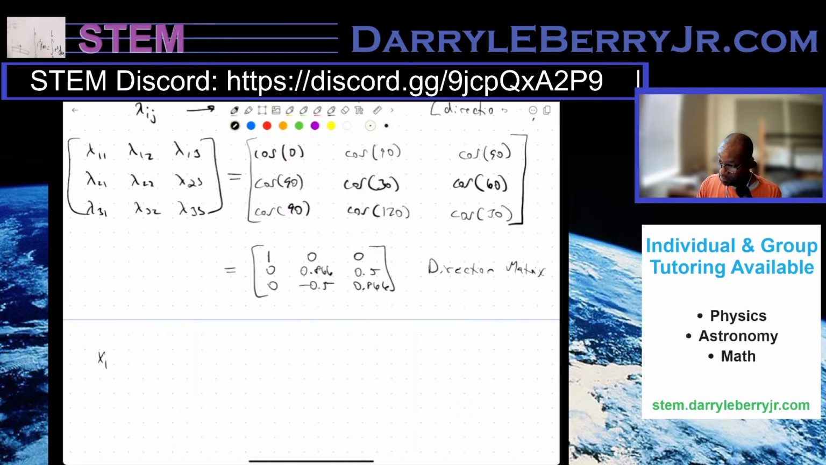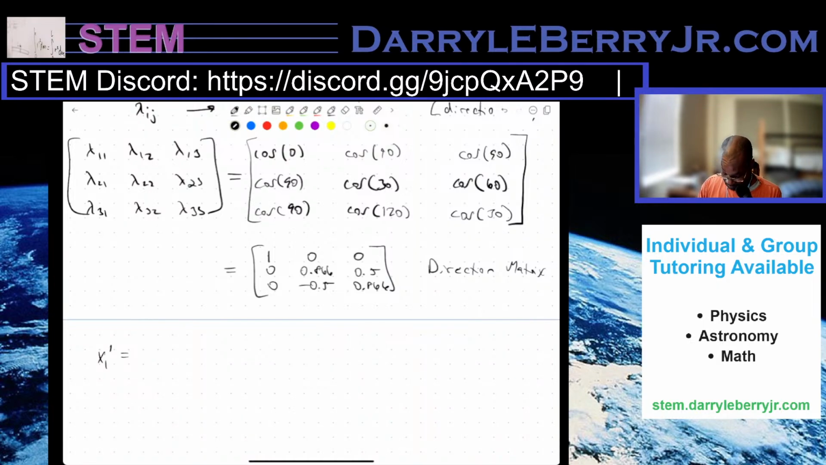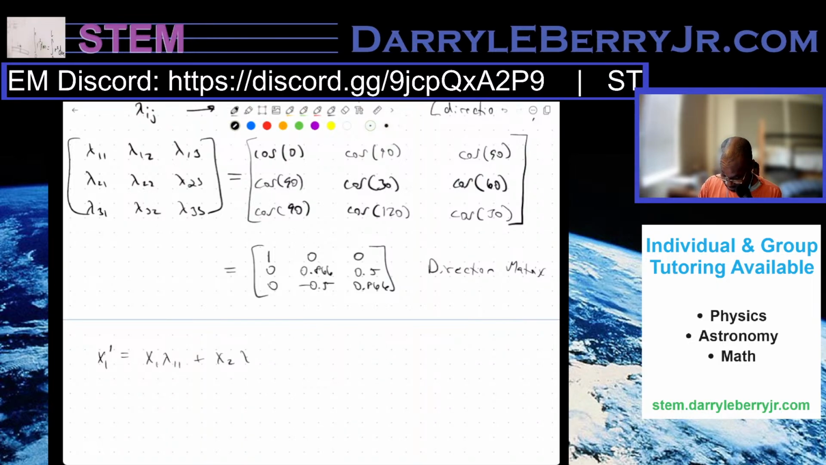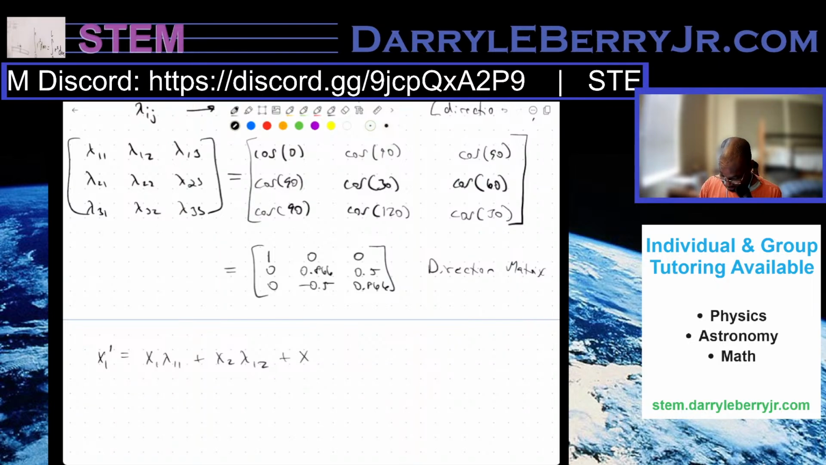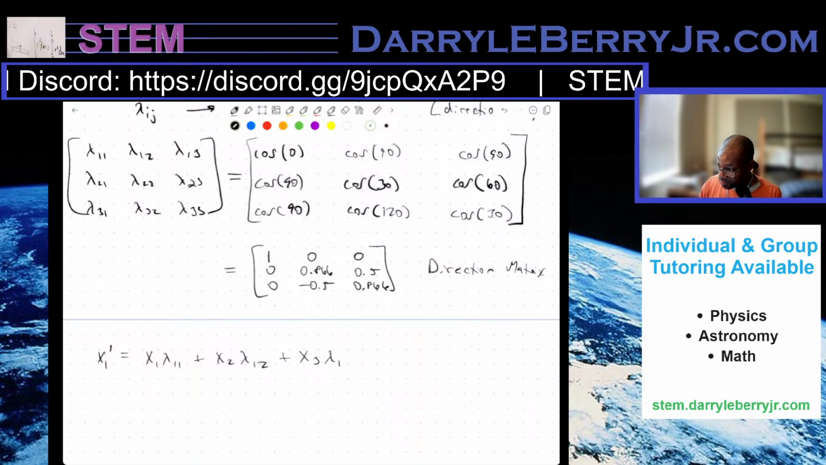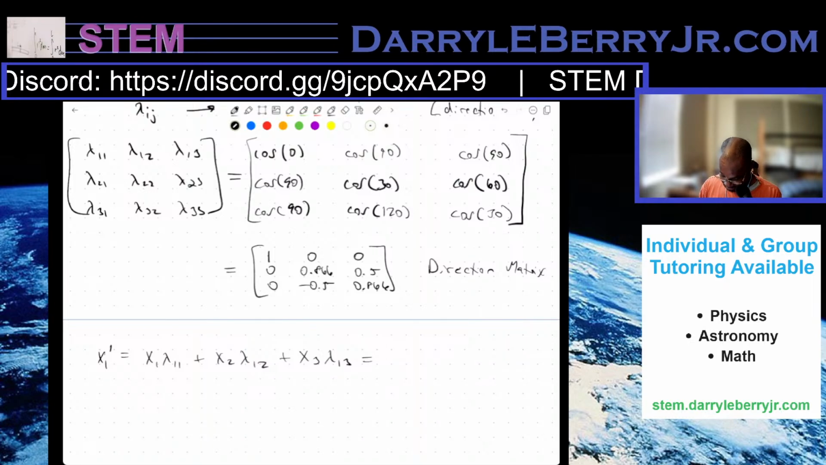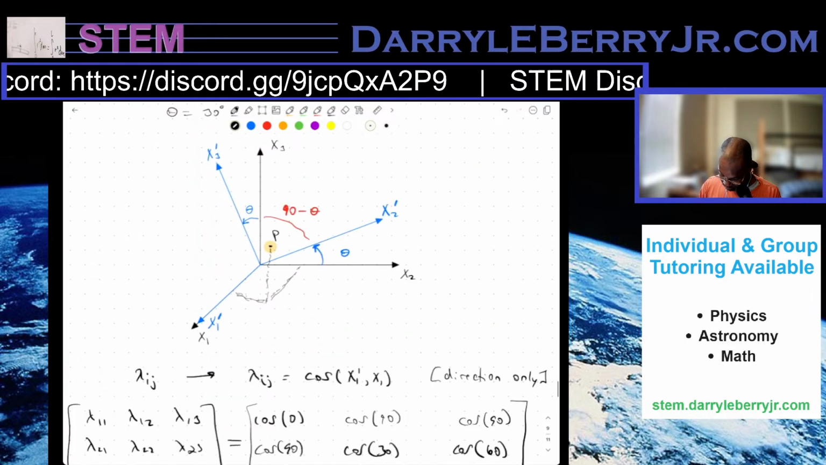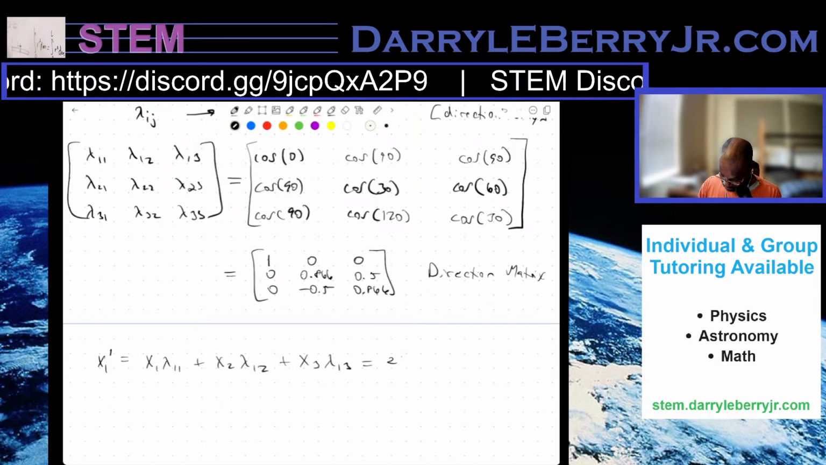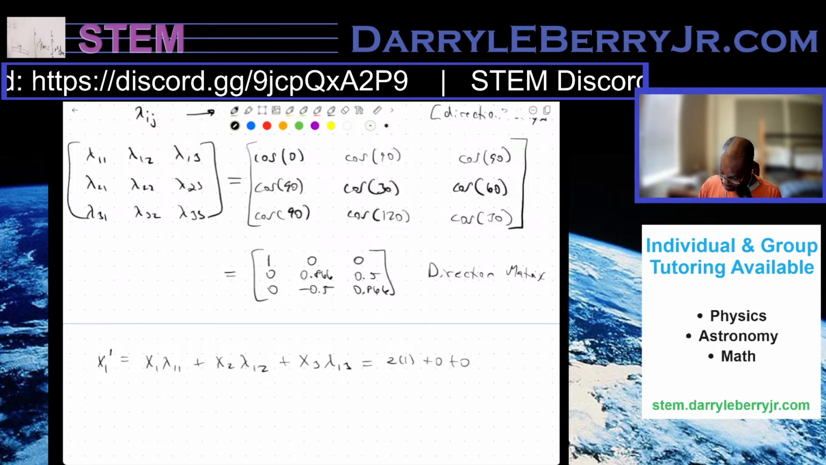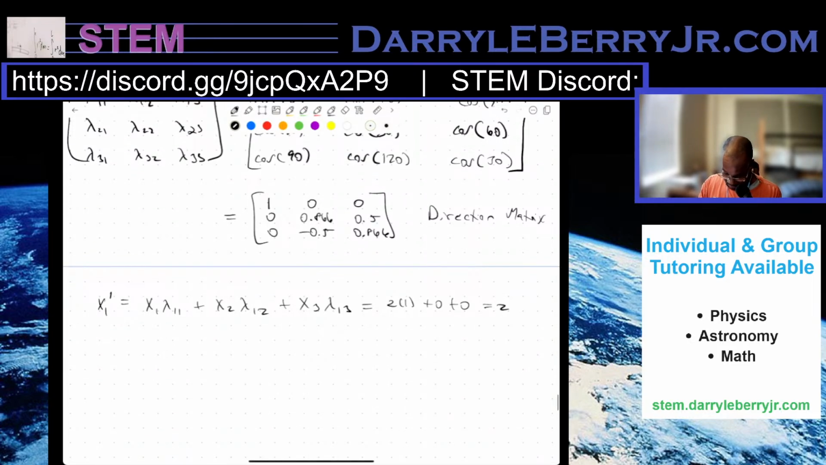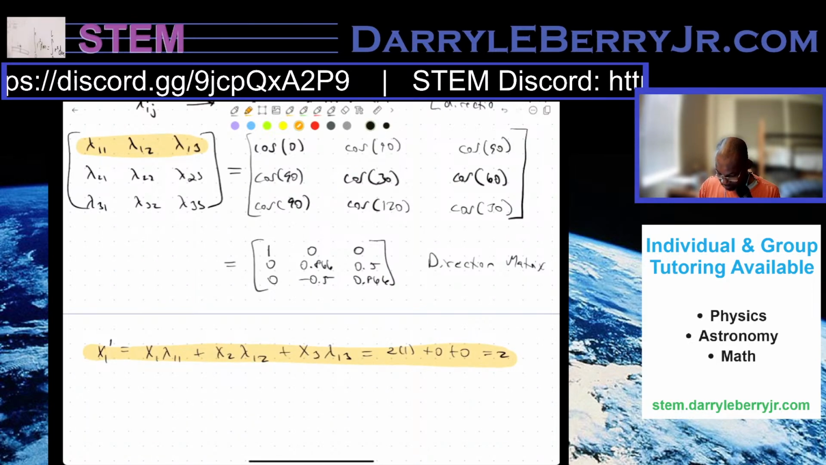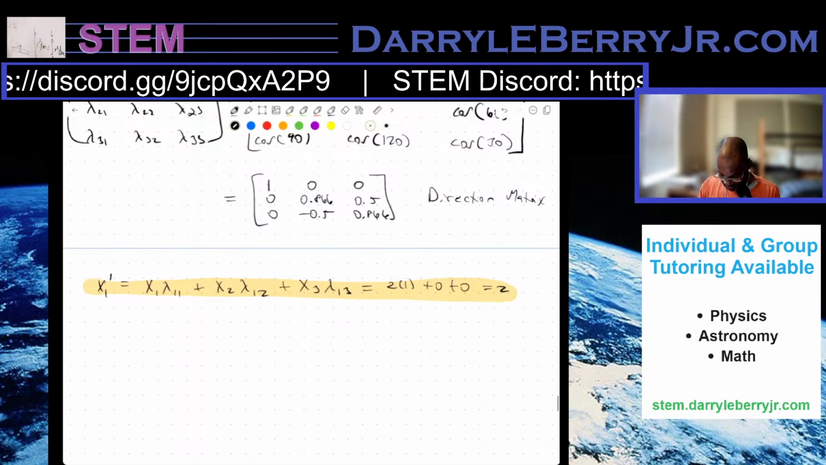So x1 prime equals x1 lambda 1 1 plus x2 lambda 1 2 plus x3 lambda 1 3. So that equals 2 times 1 plus 0 equals 2. So all we're doing is taking the row and summing it with the appropriate x1, x2, x3 values.